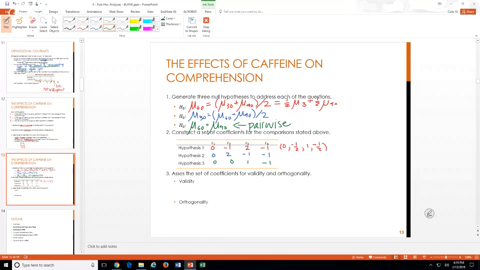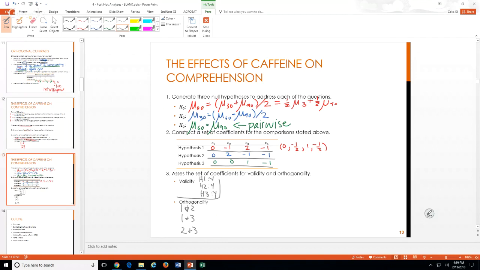So are these sets valid? The first thing, validity has to do with each one: hypothesis 1, hypothesis 2, and hypothesis 3. For hypothesis 1, does the sum of these values equal 0? Yes. For hypothesis 2, does the sum equal 0? And what about hypothesis 3? Yes. Okay. Now for orthogonality, we need to look at 1 and 2, 1 and 3, and then 2 and 3.